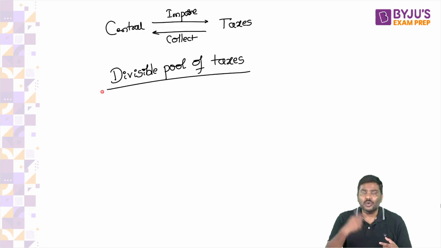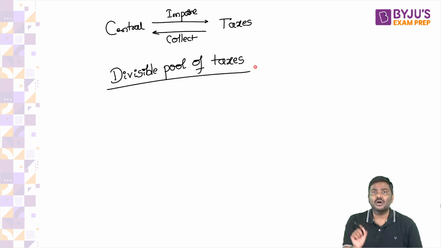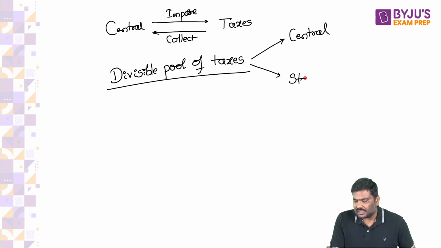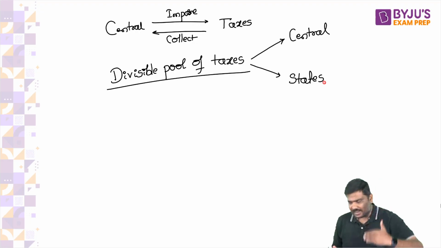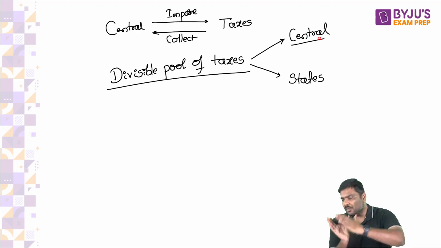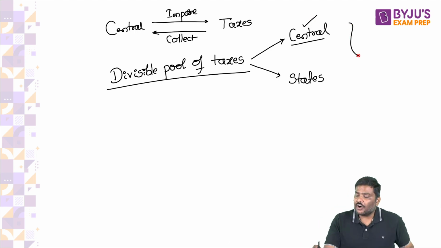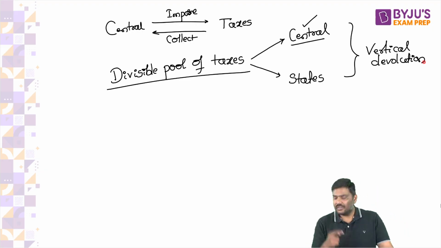Now, it is the function of the Finance Commission to tell how much of these divisible taxes should go to the central government and how much should go to the states. I will repeat it again. Once the central government imposes and collects the taxes, it is the duty of the Finance Commission to recommend how much of the divisible pool of taxes should be given to the central government and how much to the states. This formula is called vertical devolution.